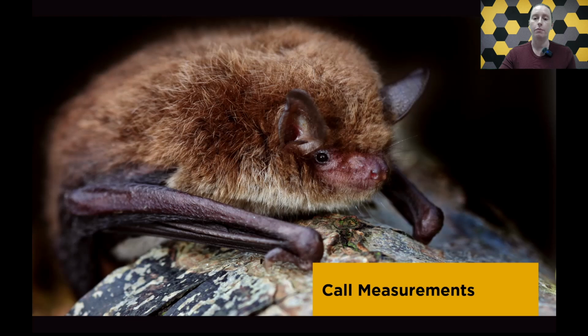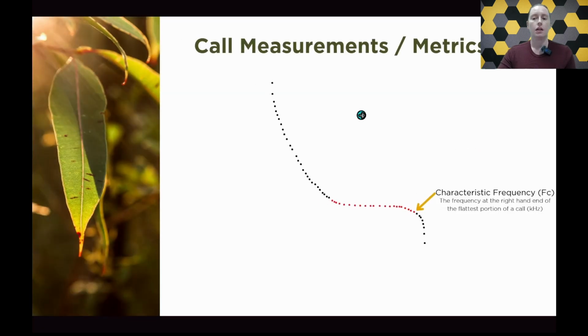So let's talk about call measurements. In Insight currently, we're using zero crossing metrics, so it's actually looking at the zero crossing dots. Now, characteristic frequency, or FC, is one of the most common metrics you'll see in literature. It's the frequency at the right-hand side of the body of the call. So you look at the flattest portion of the call, and then it's the very last dot on the right-hand side, and it's in kilohertz. And often when you hear someone saying, oh, that's a 42 kilohertz bat or a 28 kilohertz bat, they're referring to the characteristic frequency of that call.